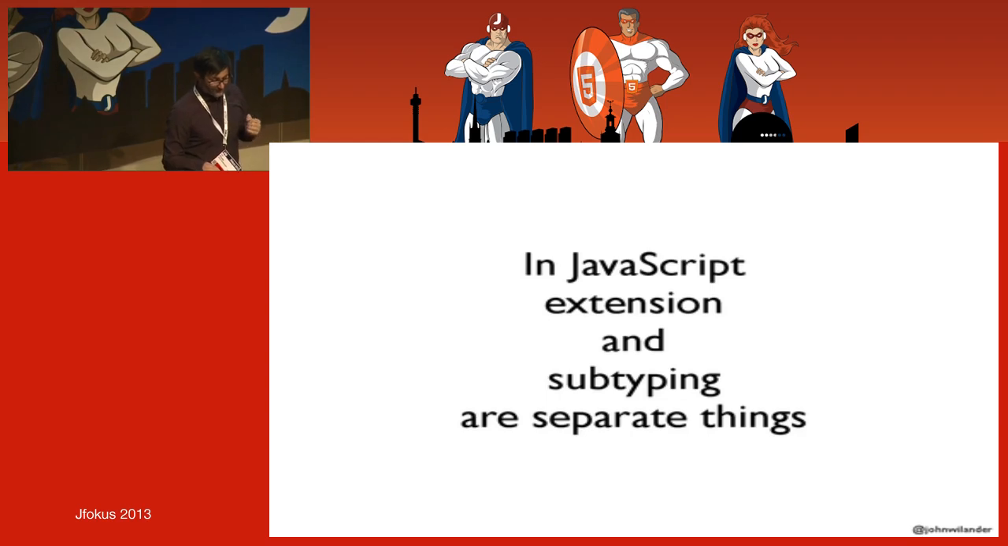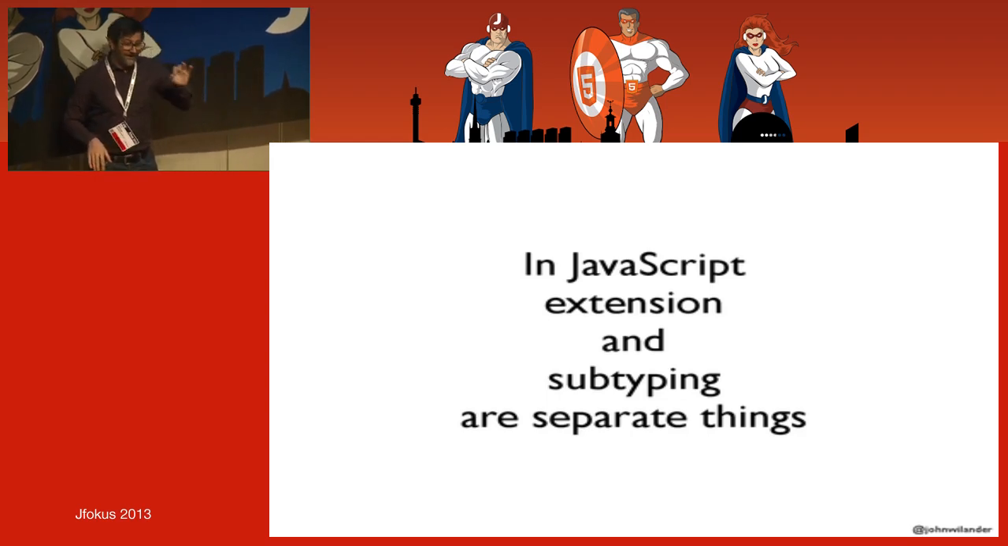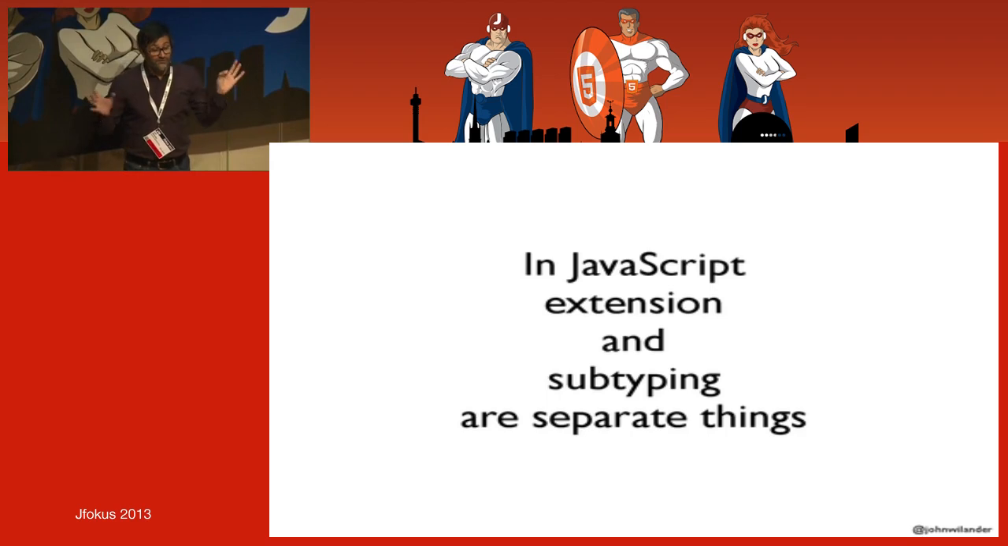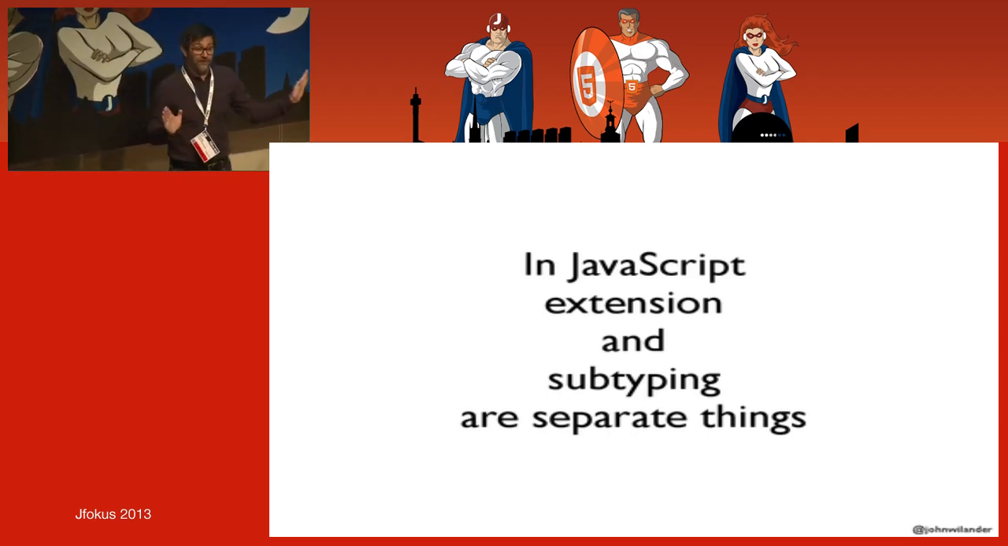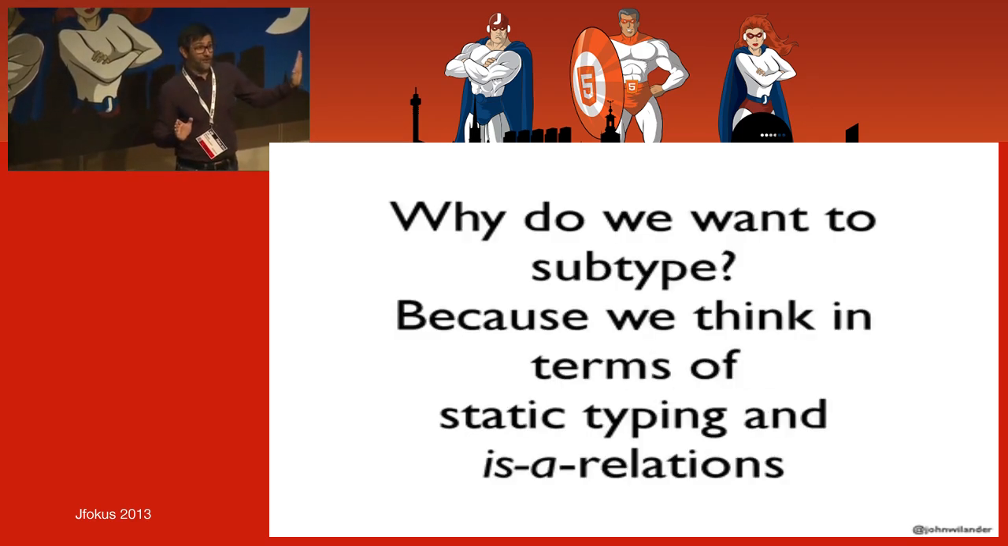In JavaScript, extension and subtyping are separate things. You can extend a prototype without introducing a new type. You can just add things, and it's still whatever it was before. It's an object with stuff in it. So you can, of course, do subtyping, but you very rarely see people do that unless they really need so-called is-a relations.